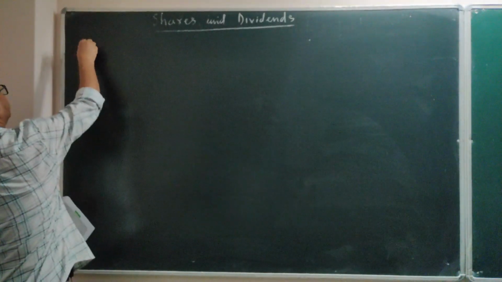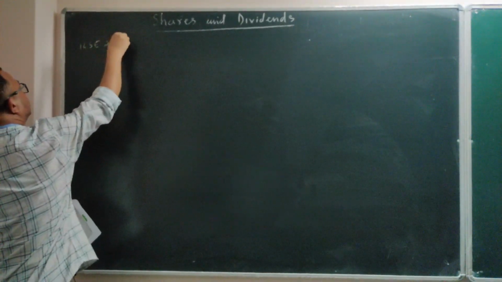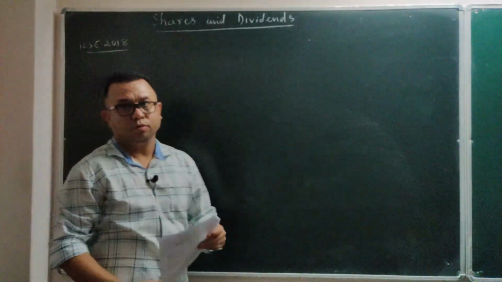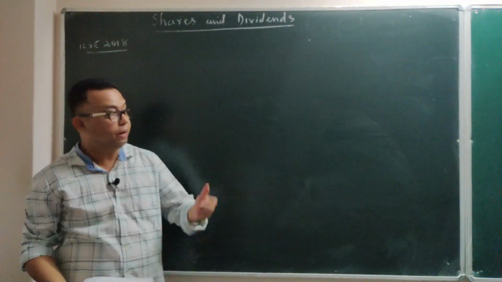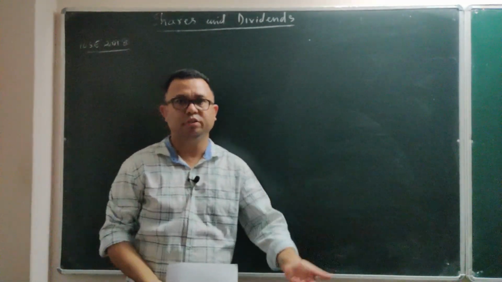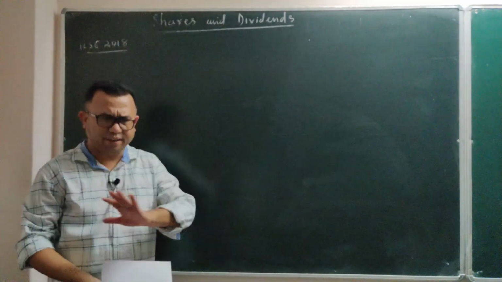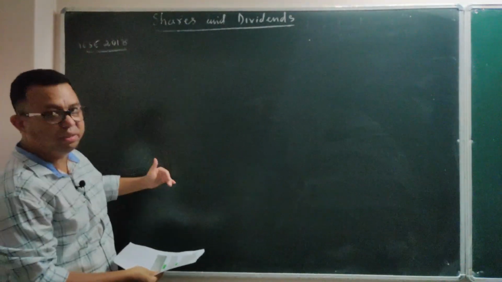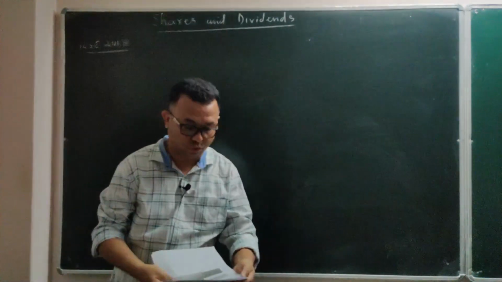This is the ICSE 2018 question. Now read the question again and again, and write down things which are given: what is nominal value, what is market value, what is investment, whatever is given to you, first you list it down. It will be easy for you to solve. I am reading now the question.